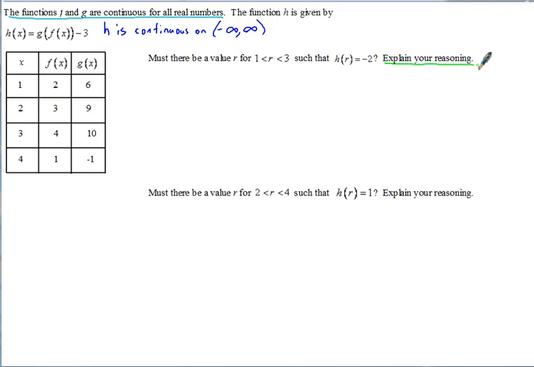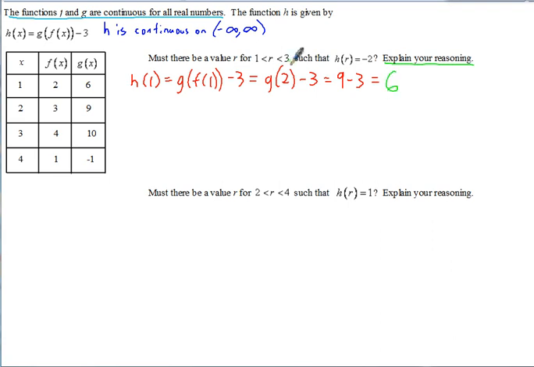So notice the difference is we don't have a table for h. We just have a table for f and g. So what we're concerned with is whether negative 2 is between the y values at these endpoints, 1 and 3. So let's check and see if it is or not. So we can say h of 1 equals g of f of 1 minus 3. F of 1 is 2, using the table. So g of 2 minus 3, g of 2, using the table, is 9. Gives you 6.